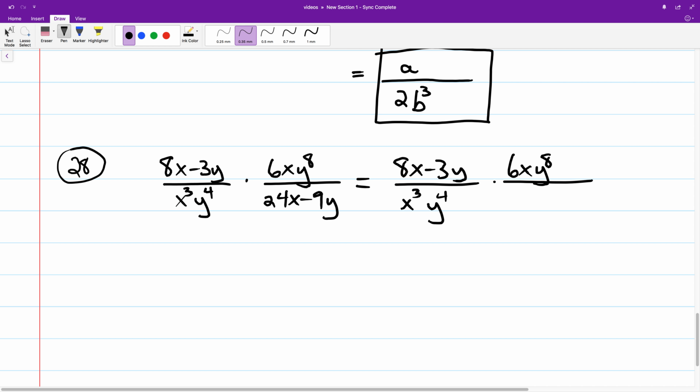And factoring, we have 3 as the greatest common factor of 24x minus 9y, so we have 3 times the quantity of 8x minus 3y. And 8x minus 3y is common in both the numerator and denominator positions, so these will go out. Taking what we have now, we have 6x y to the 8th, all over 3x to the 3rd, y to the 4th.